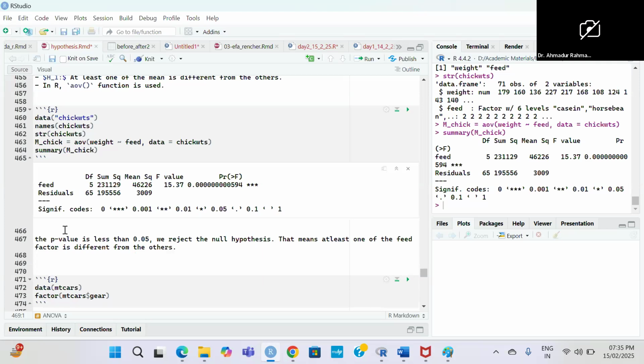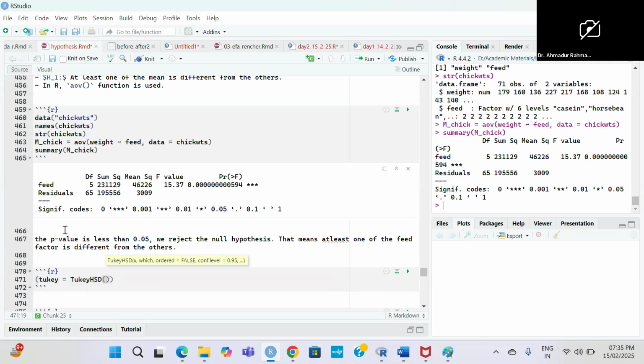Once this is done, we want to know which factor is different from the others. To know this we have a post hoc test, named Tukey. So Tukey is equal to TukeyHSD, the function is TukeyHSD, and we give the name of the fitted model, m chick.